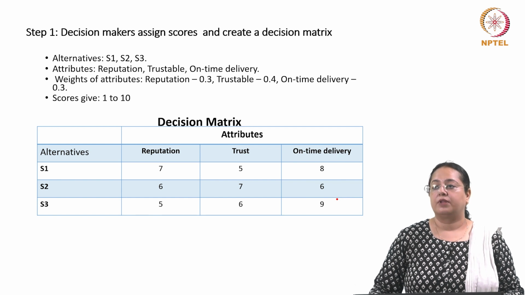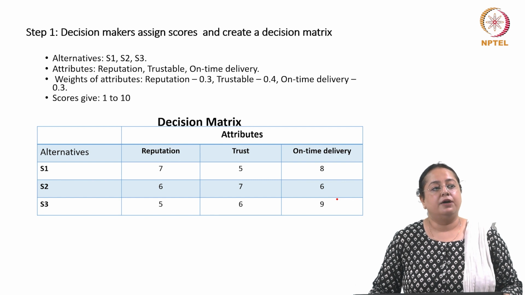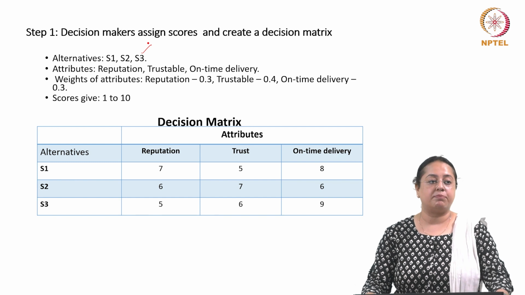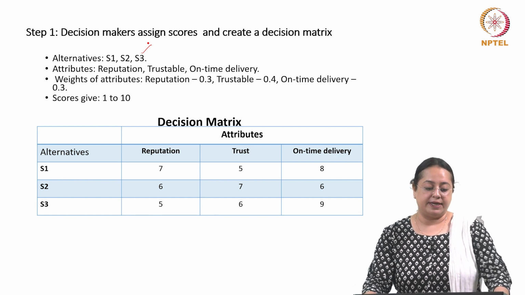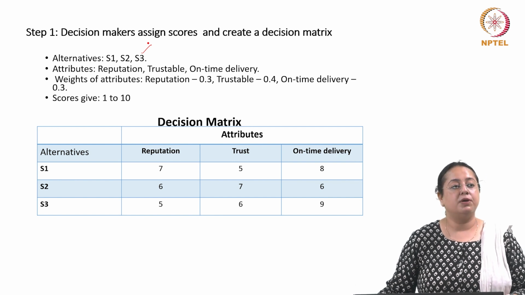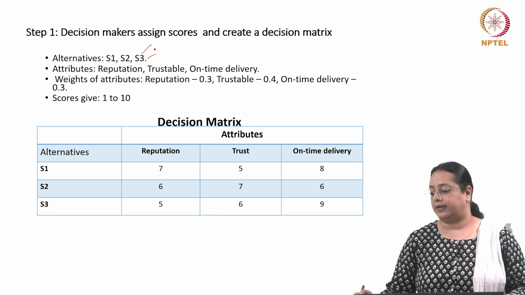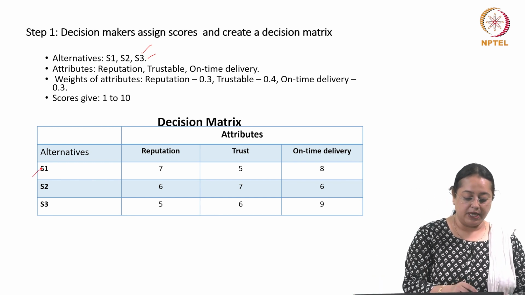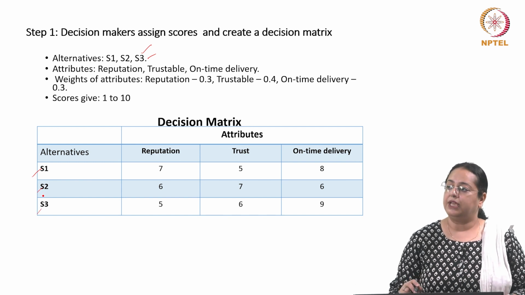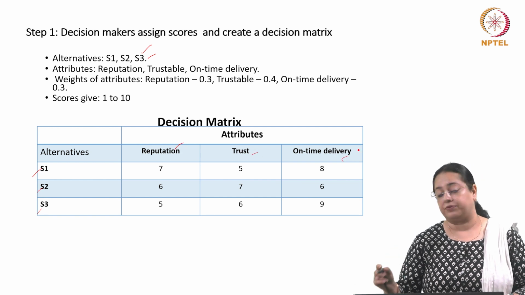Step 1. Let's do this with an example. If we are required to assess or prioritize 3 suppliers, that is 3 alternatives, in our context this is a supplier selection or supplier ranking problem. We want to assess 3 alternatives: Supplier 1, 2 and 3. And let's say we have 3 attributes: reputation, trust and on-time delivery.